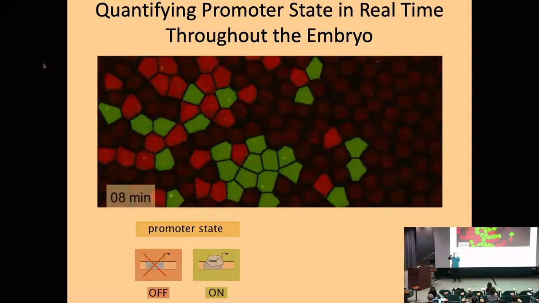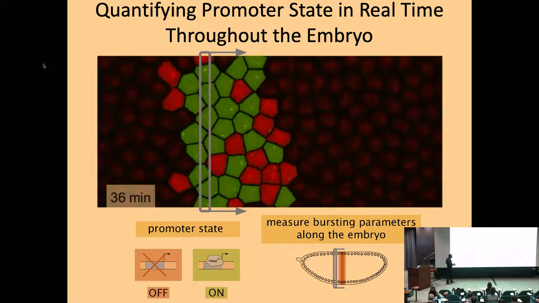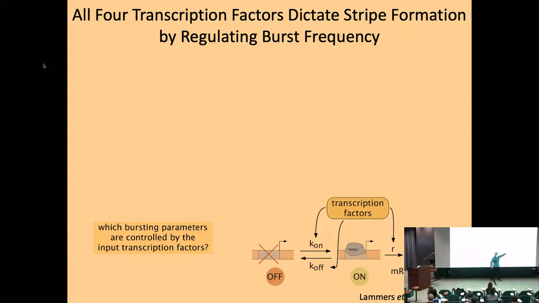And what I can do now is move along the embryo and ask at each position, what's your burst frequency, duration, and amplitude? And what we want to figure out is how do transcription factors control these, or which parameters are they controlling? There's like 5 or 6 transcription factors up here. So which one of these parameters do they control?